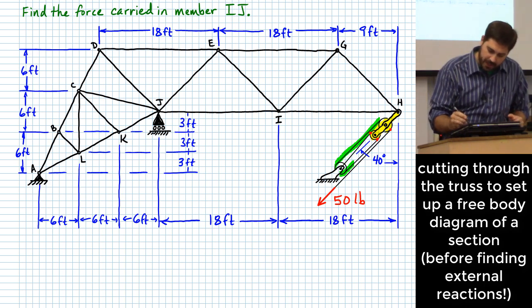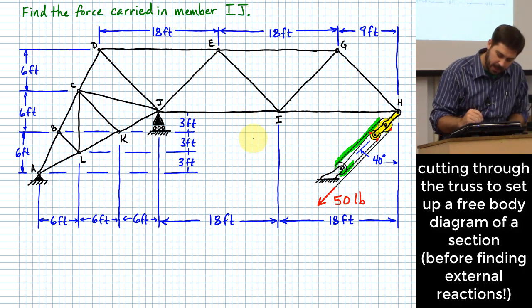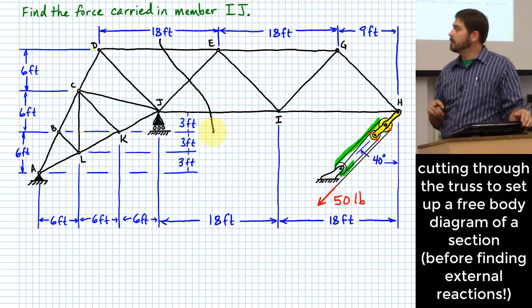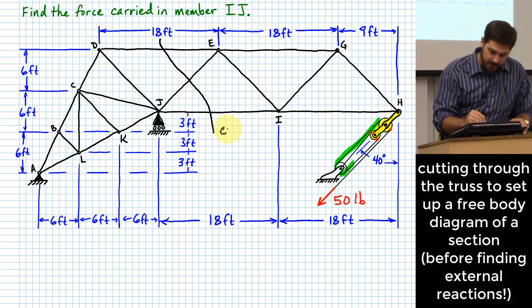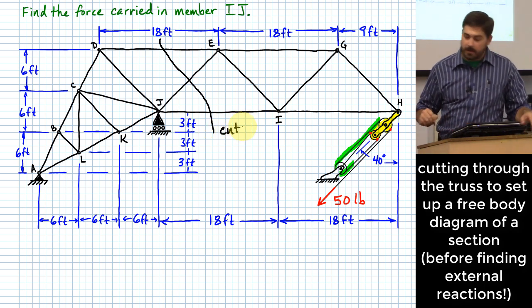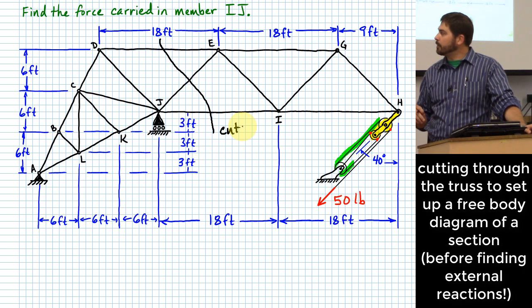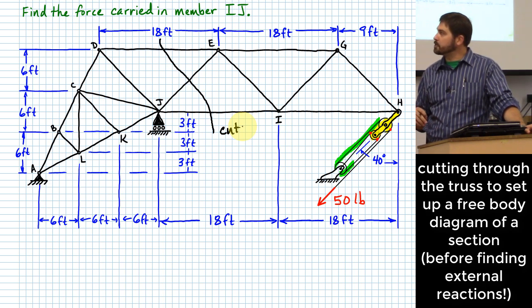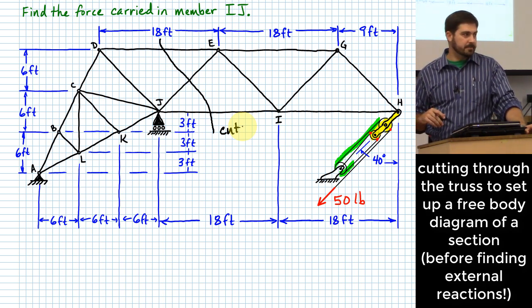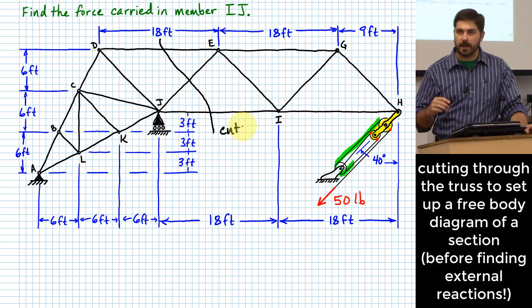What if I go ahead and think about making a cut through IJ right now, before I even make any attempt at finding an external reaction? Okay? So what if I make a cut here and then look at a free body diagram of material that's to the right of that cut?